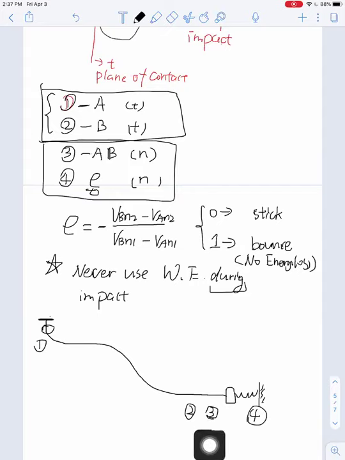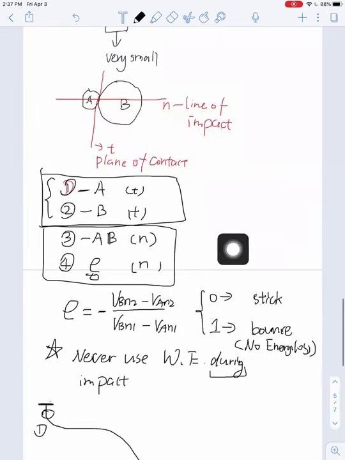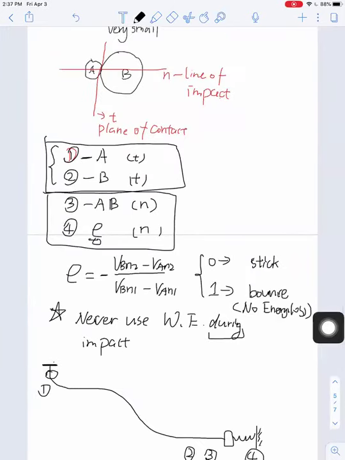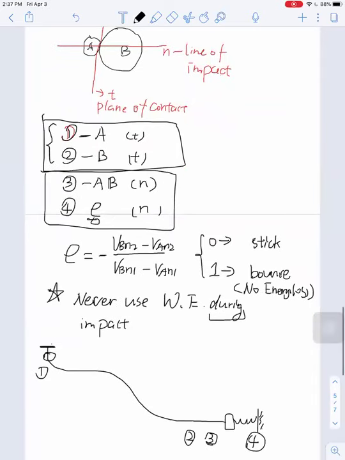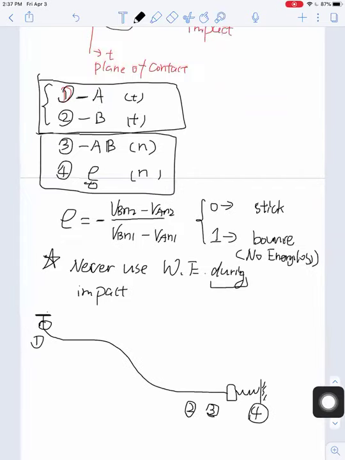From 2 to 3, that's when impact occurs. Then we use the 4 equations, 1, 2, 3, 4, and you can solve for the velocity or speed of both the particle and the block after impact. Then from 3 to 4, that's after impact, and you can use the work-energy equation again to find out how much the block and particle compress the spring. That's one of the in-class discussions we had.